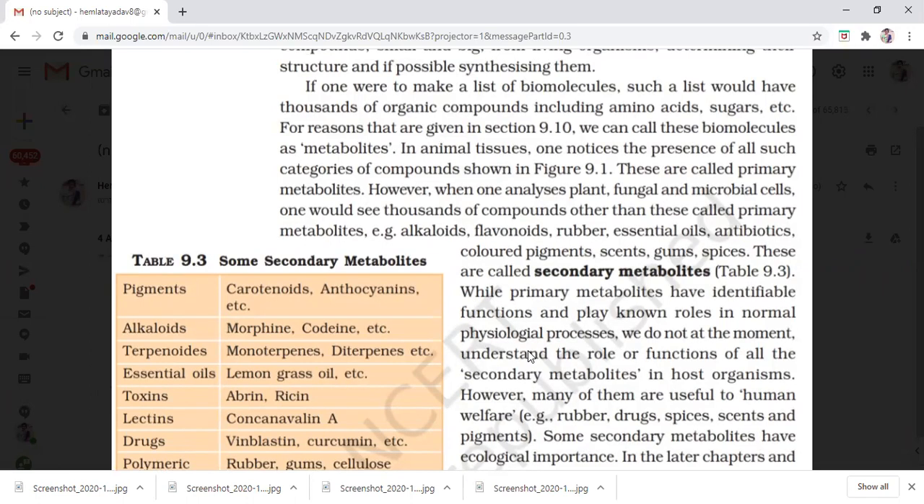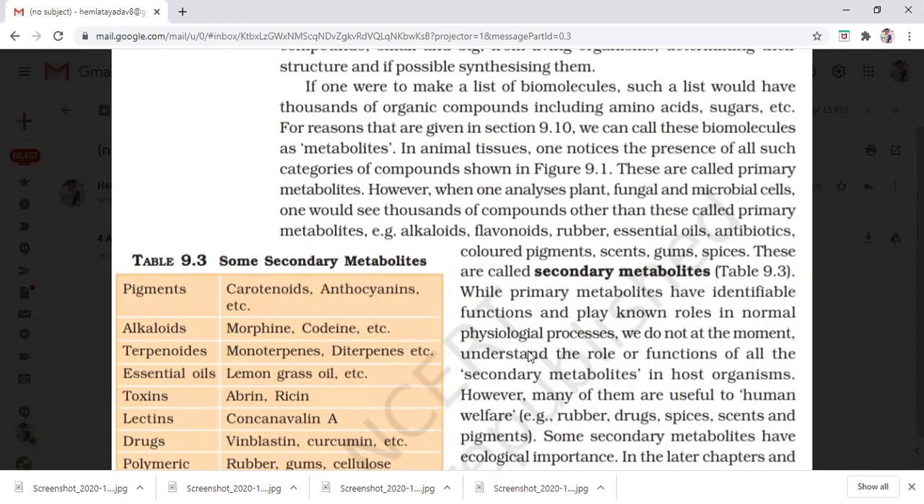The cell will require the polynucleotides. The cell will require the nucleotide which we have just studied. Like the cell will require the sugar, the cell will require nitrogen bases, the cell will require the phosphate groups. So these compounds which are directly used by the organism, these are primary metabolites.